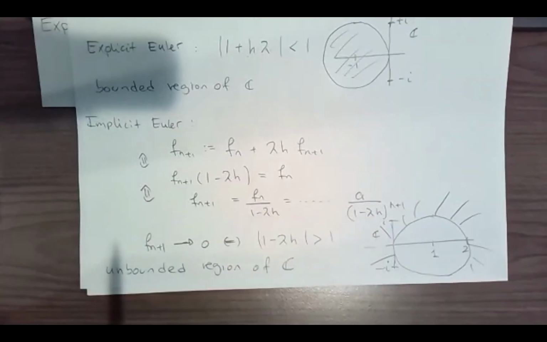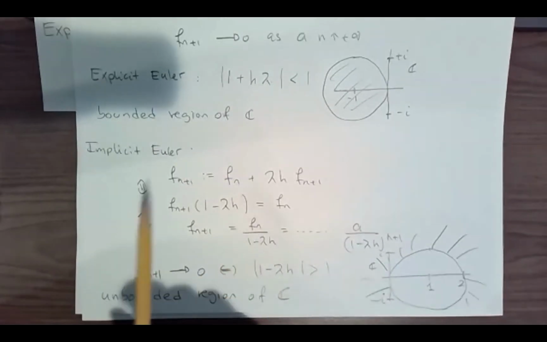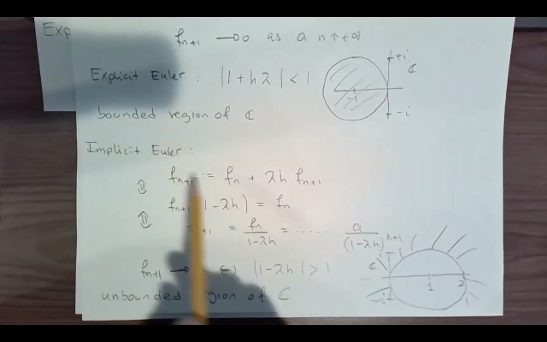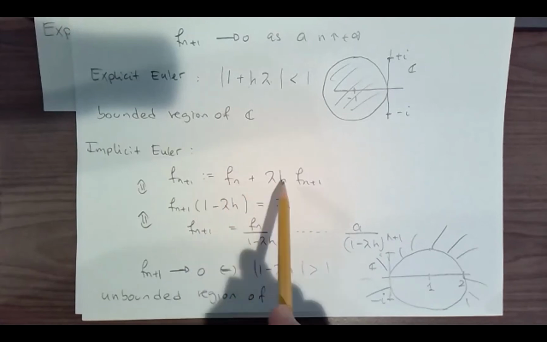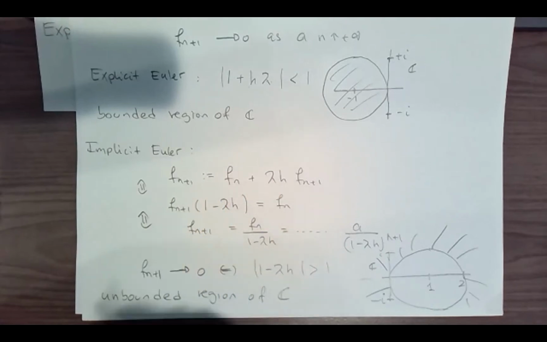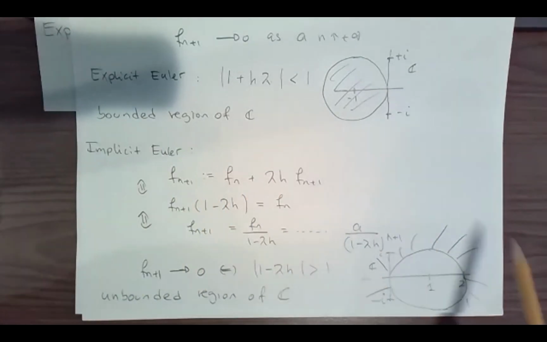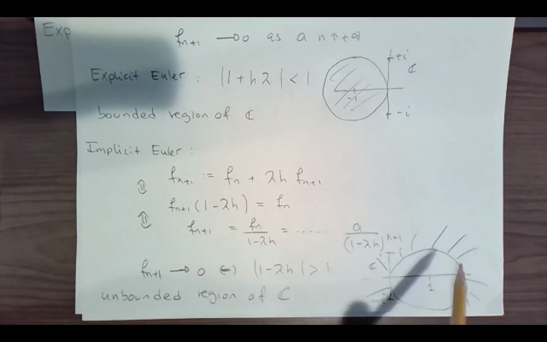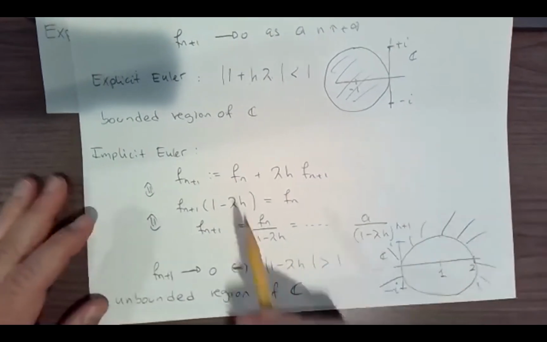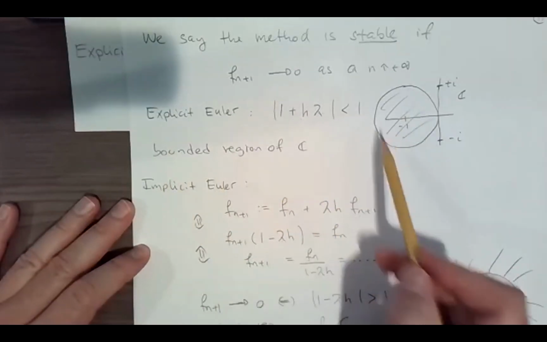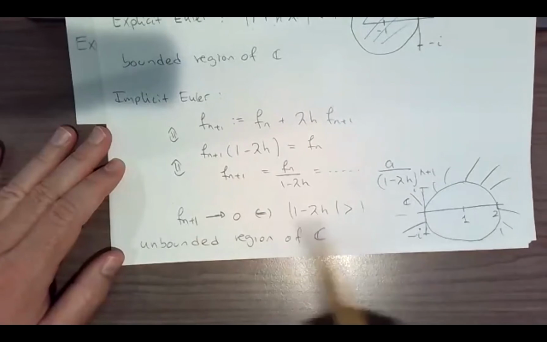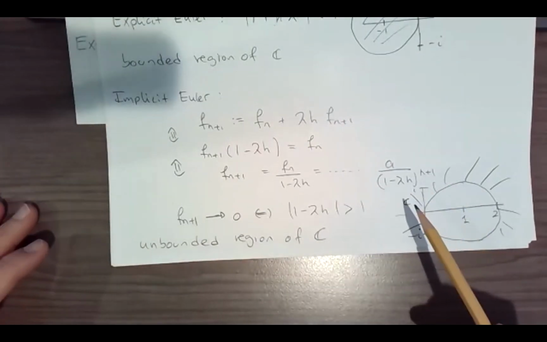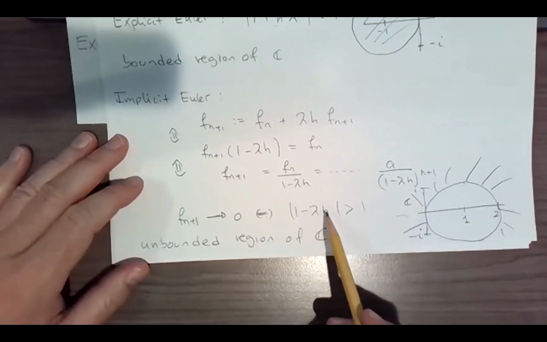So this is where you can see the benefit of the implicit Euler over the explicit one. You do more work because you have to solve for fn plus 1. But what you're going to get is a much bigger region of stability. And so that's beneficial. This is the advantage. The difference between a bounded ball, and here you have a complement of a ball, and the complement of a ball is this unbounded region. So you just need this property here.